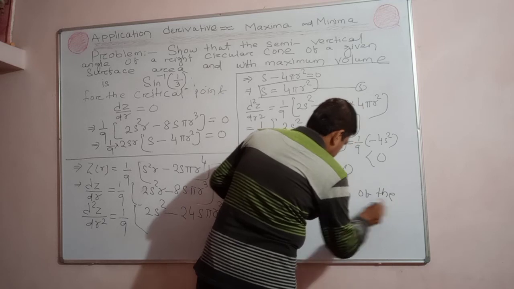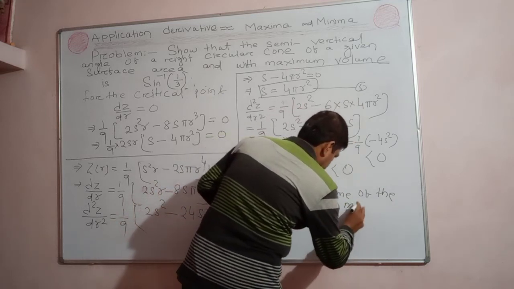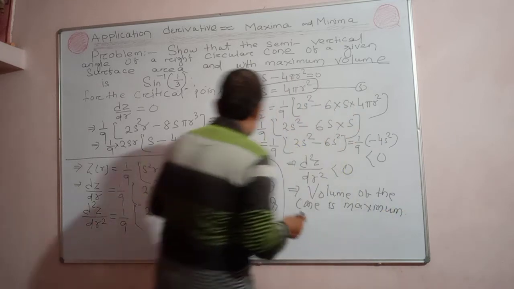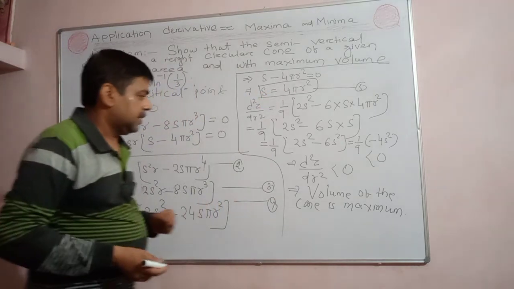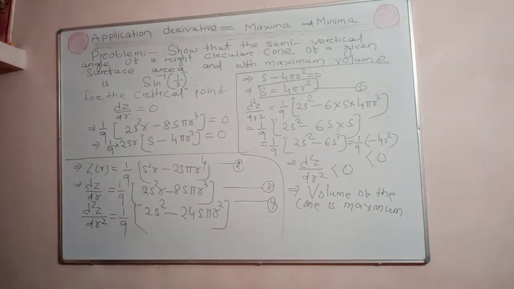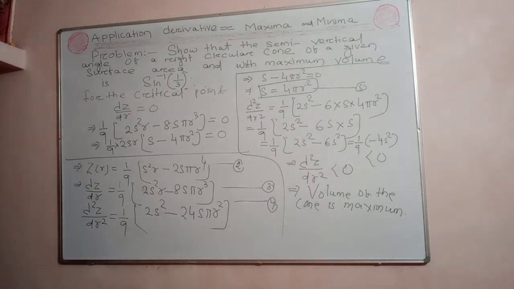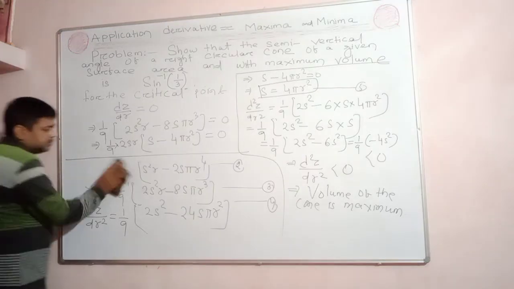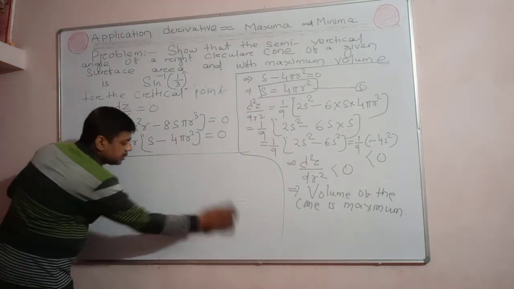The volume of the cone is maximum. Okay, and when the surface area is 4 pi r square, the volume attains maximum value. The right circular cone has the maximum volume, right? Okay, note down this one, all of you. Is it clear now? Maximum volume. Let's see.